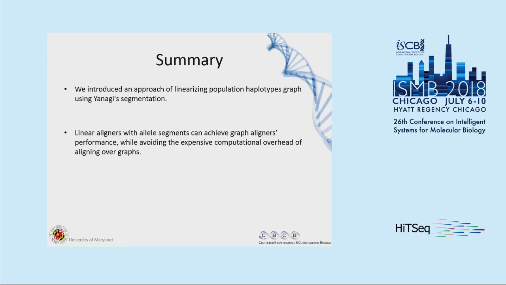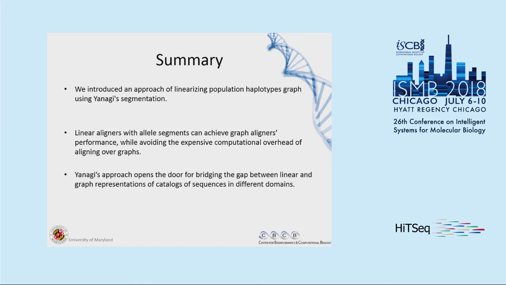So in summary, today we introduced an approach to linearize a population graph using a Yanagi segmentation. It showed that linear aligners can gain the power that graph aligners have when they are aided with segments, while avoiding the expensive computational complexity of aligning over graphs. This opens the door for several applications. If you have a problem where you have either a linear approach or a graph approach to represent or process multiple sequences, using Yanagi's segmentation can be a good approach to bridge between both.